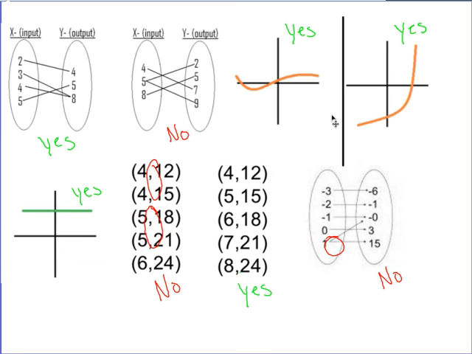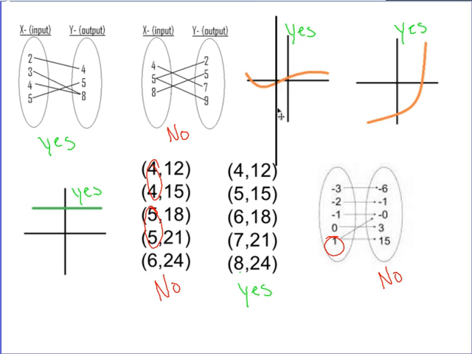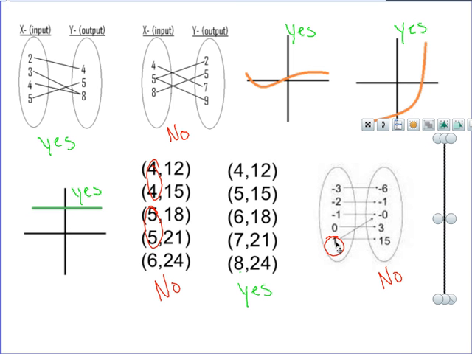All right, these two graphs up here in orange, those are yes, because my vertical line test, it only touches in one place. All right, this horizontal line is also a yes. All right. Over here, my mapping, this is a no because the 1 goes to 0 and to 15. 2 x's, or two y's for 1 x doesn't work.